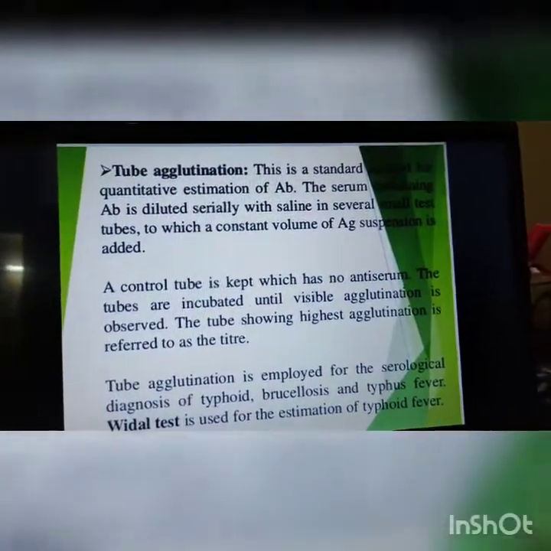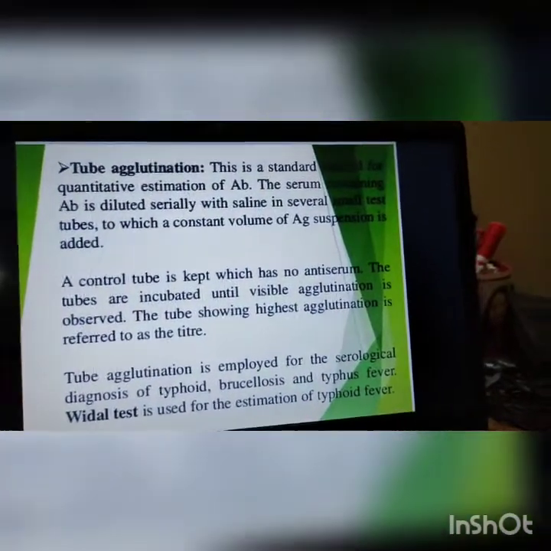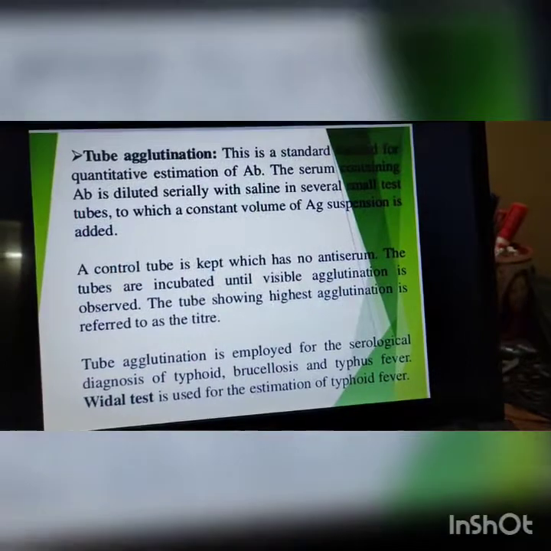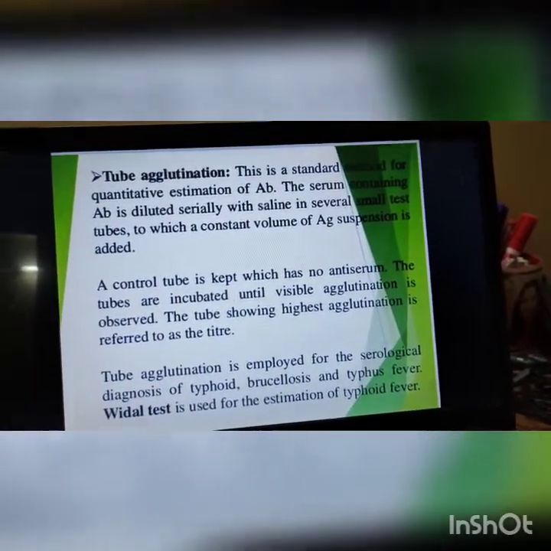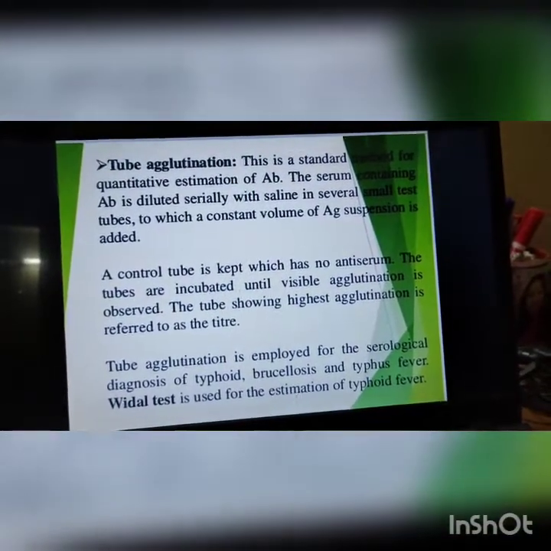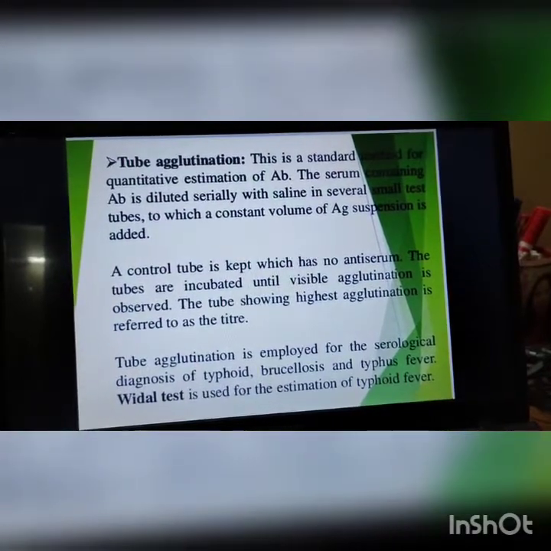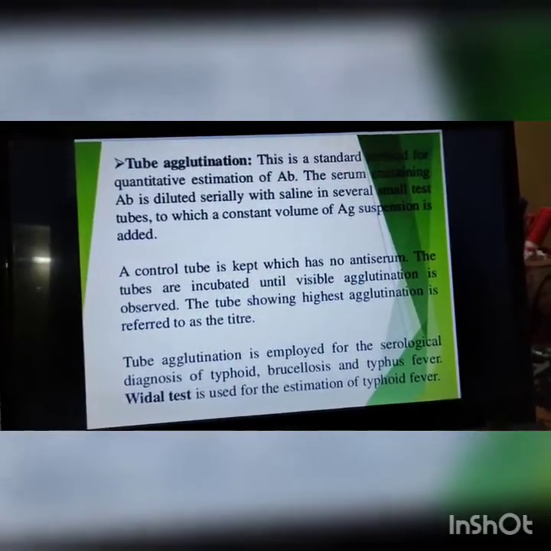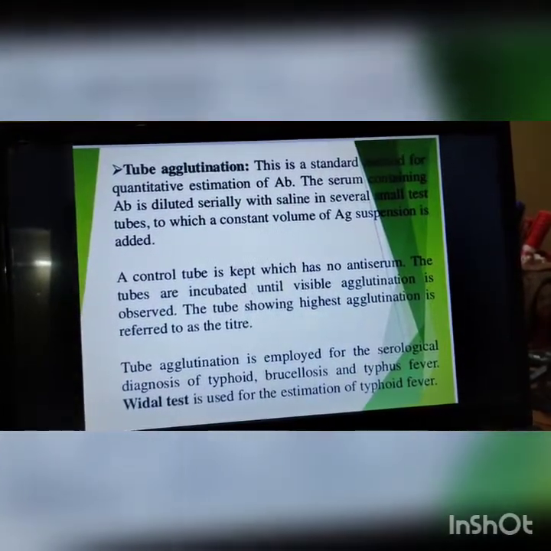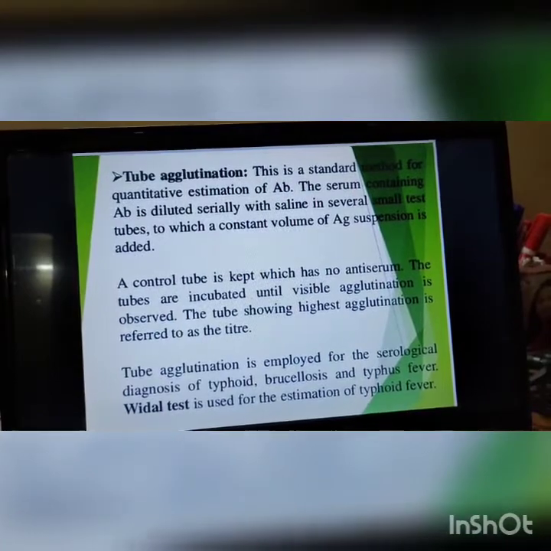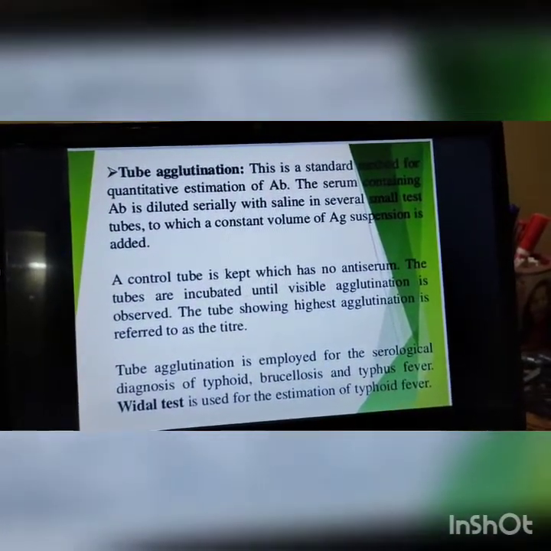So first is the slide agglutination, then the next test is the tube agglutination. Now what is tube agglutination? It is the standard method for the quantitative estimation of antibody. That means in a particular sample or serum, what is the amount of antigen and antibody present, and on the basis of that we conclude about the criteria of that disease, or whether a particular antigen is present in that solution.